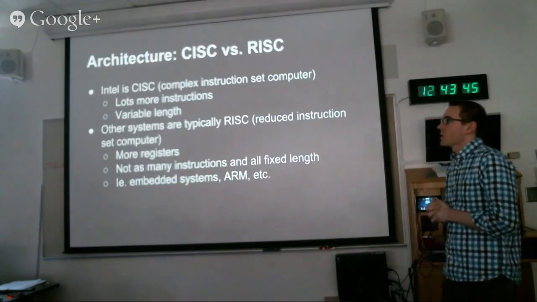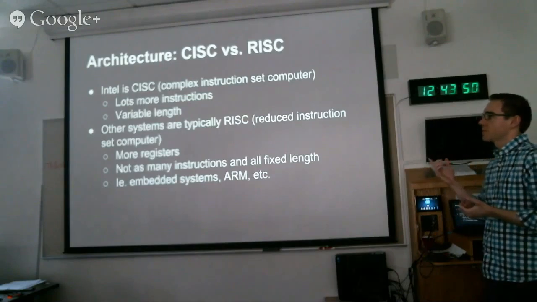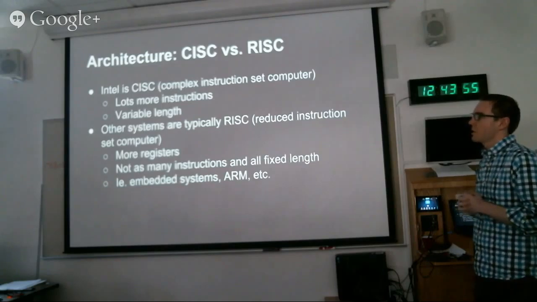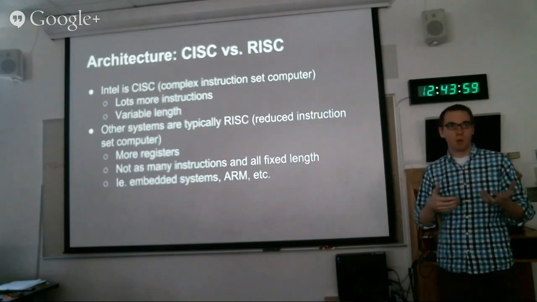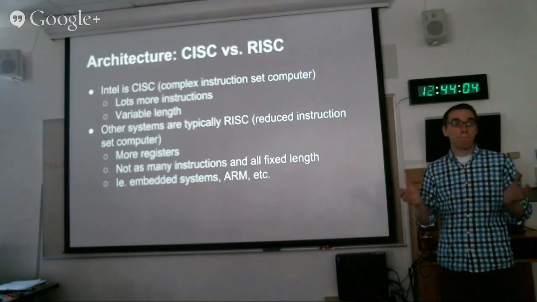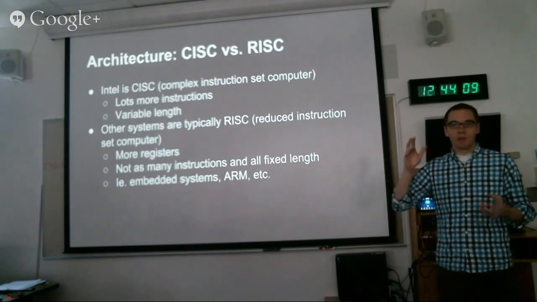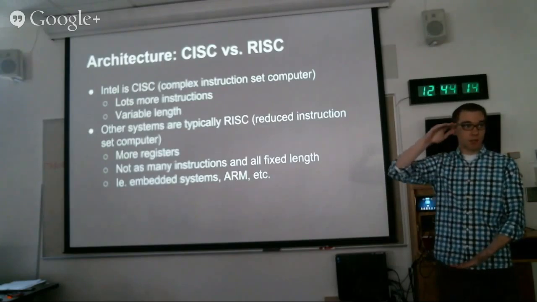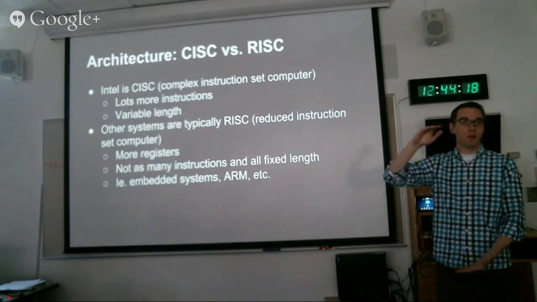Just another quick refresher on architecture. There's CISC versus RISC. Intel is CISC, which means it's a complex instruction set computer, which means that there's a lot more instructions. Like move and push and pop and add, those are all instructions. And in Intel, there's a bunch. If you look at the actual Intel manual, it's a book this big, a series of volumes, and there's that many instructions that the computer knows how to handle. It's insane.